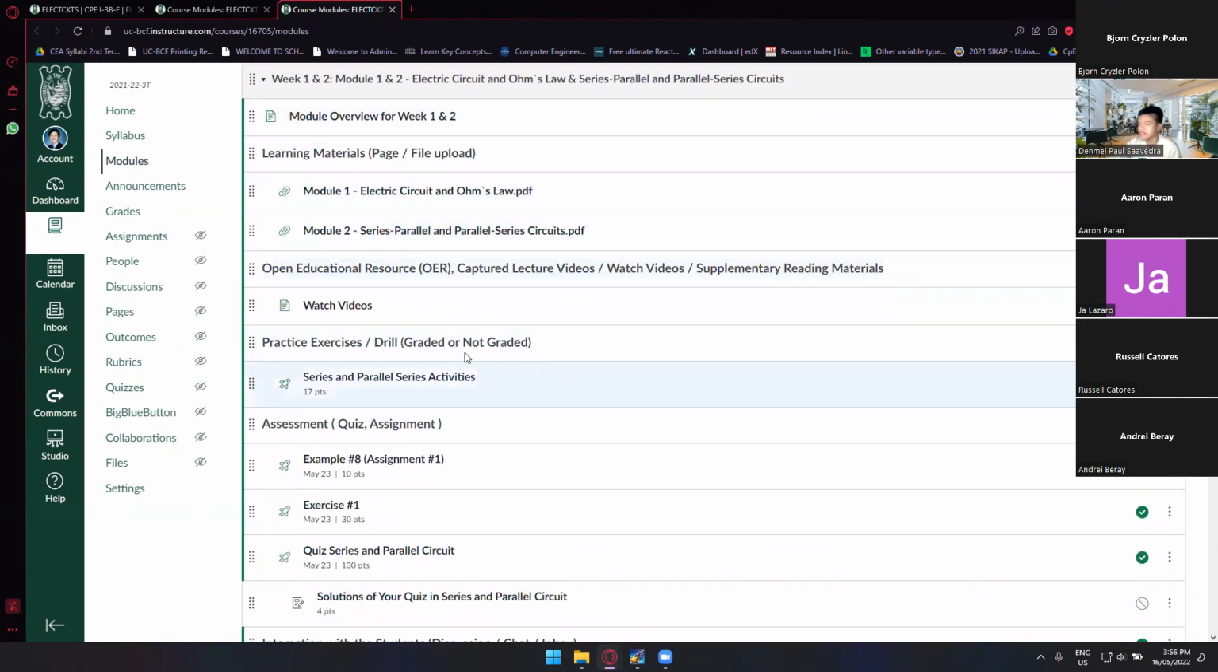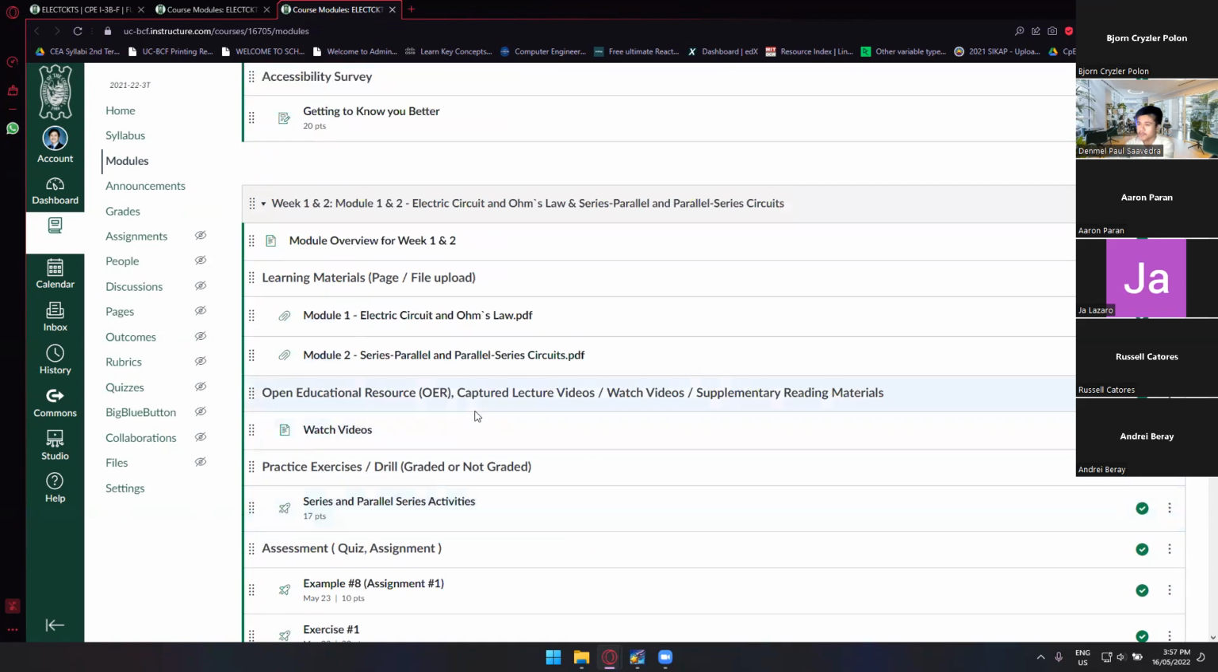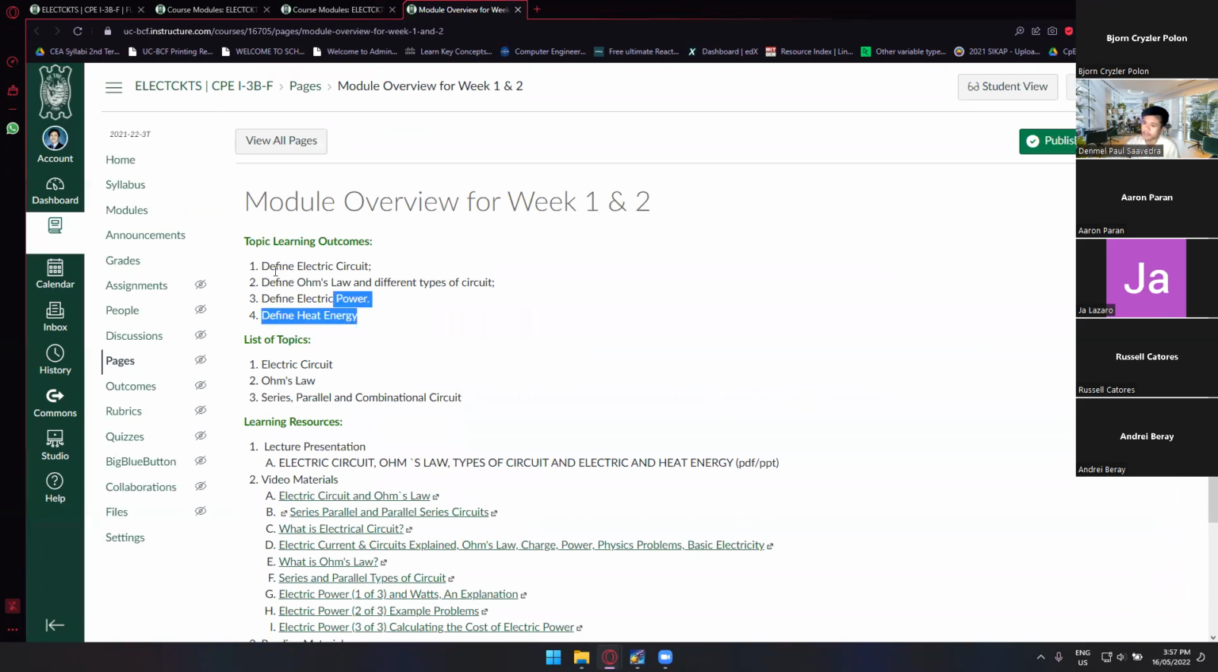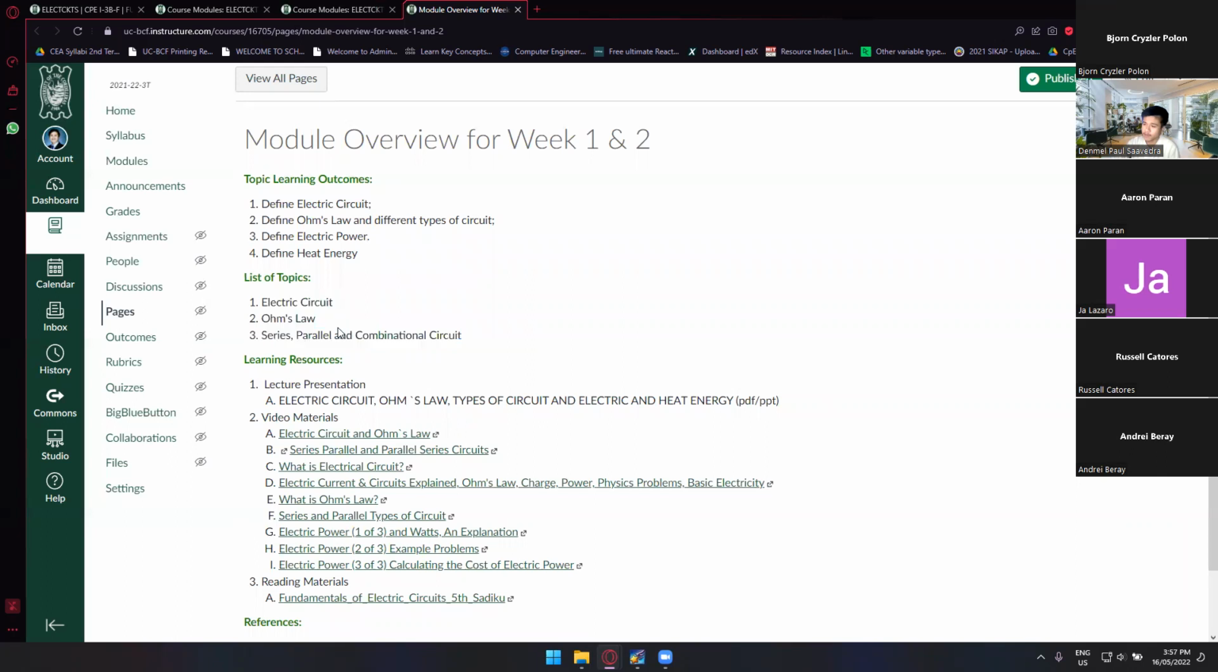Great. So let us proceed now to week 1 and 2. In here, you're going to learn 2 modules. Okay, but before that, let's go over to the module overview for week 1 and 2. In here, you will see the topic learning outcomes and then the list of topics. I will not be reading them one by one anymore since we now only have 8 minutes left.